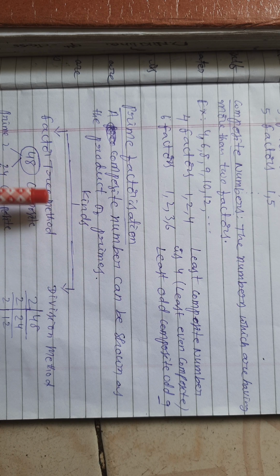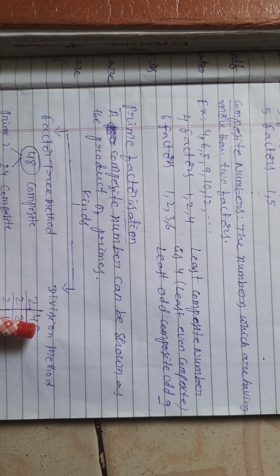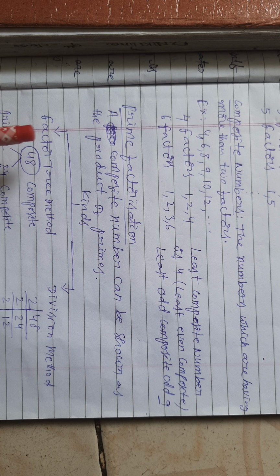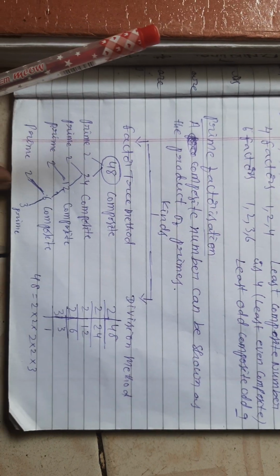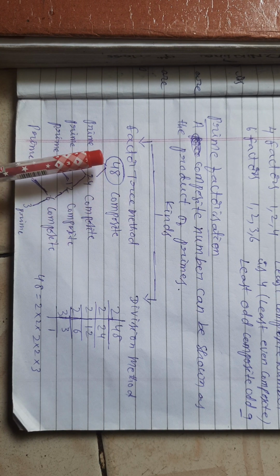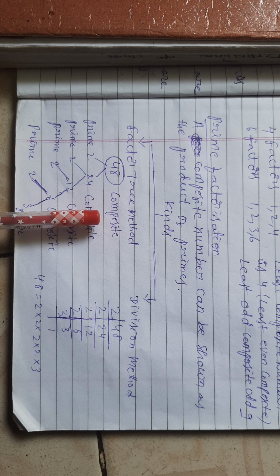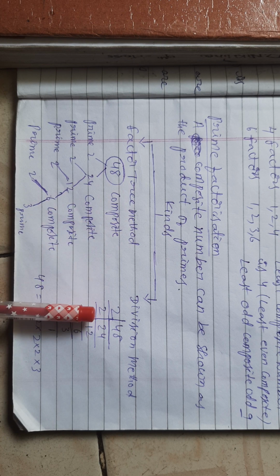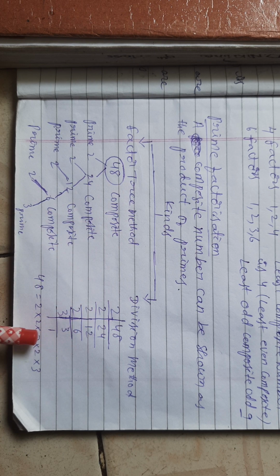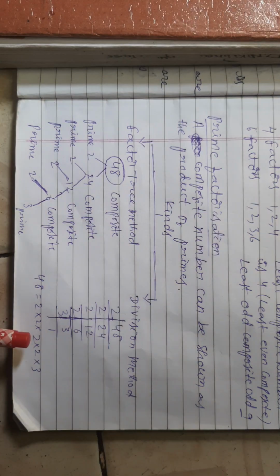Now, the kinds of prime factorization: one is the factor tree method, another is the division method. Here I am giving one example, 48. With this you can understand both kinds. The factor tree method is applicable in the lower class. The division method is used for higher classes up to the intermediate level.